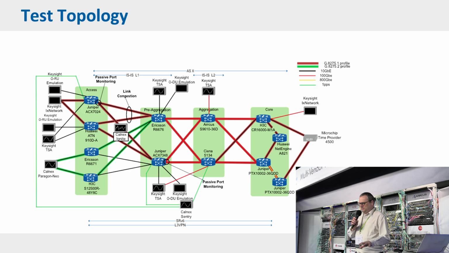So the topology that we show is on the diagram here. As you see, it's a complex topology. We have the front haul part on the left side, and there's the mid haul and back haul part.